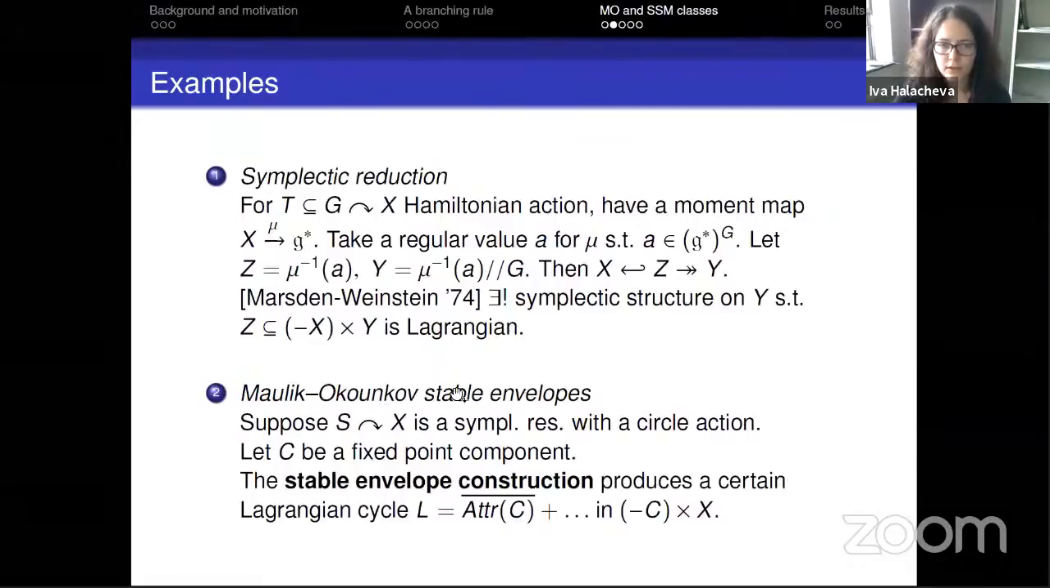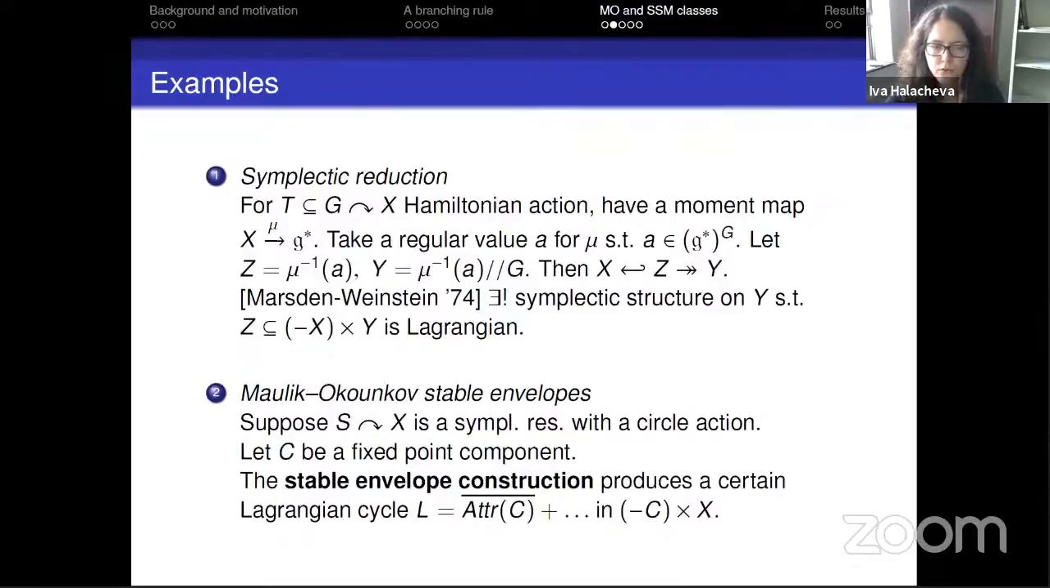Another type of Lagrangian correspondence is given by the Maulik-Okounkov stable envelopes. So suppose we have a symplectic resolution with a circle action. S here is a circle acting on X, and we take a fixed point component for this circle. Let's call it C. Then Maulik and Okounkov give us, via the so-called stable envelope construction, another Lagrangian cycle, which is the closure of the attracting set of C under the circle action, together with some additional components which are themselves attracting sets. And the additional components that we add cause L to behave nicely under composition, for instance when we try to compose Lagrangian cycles.